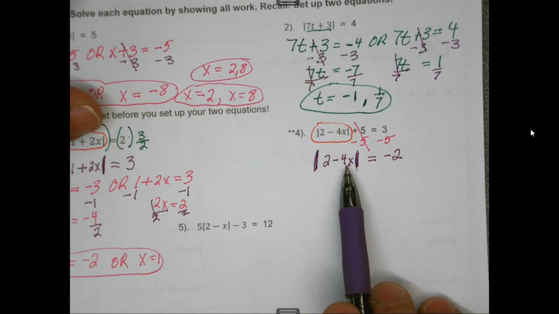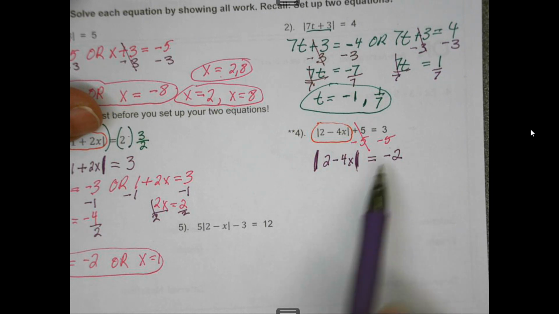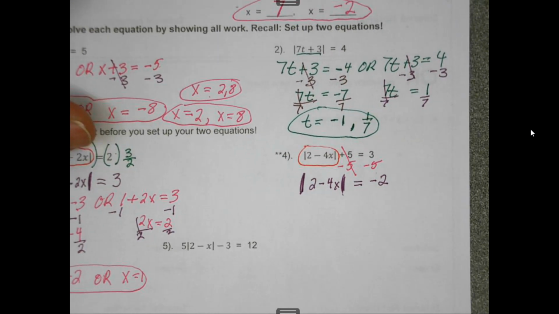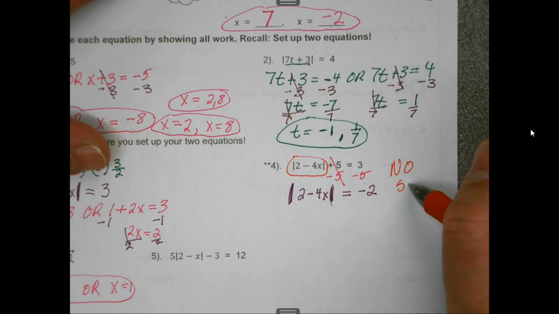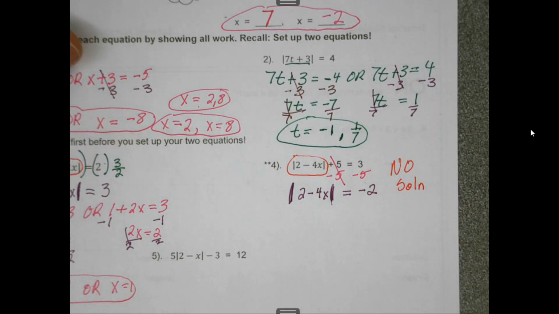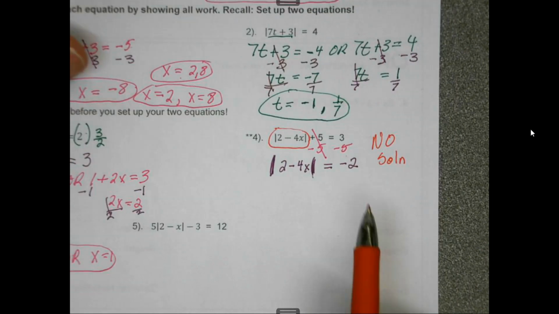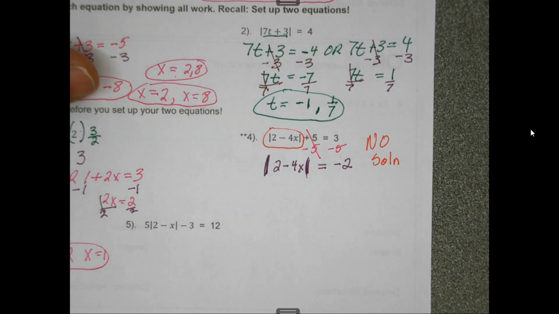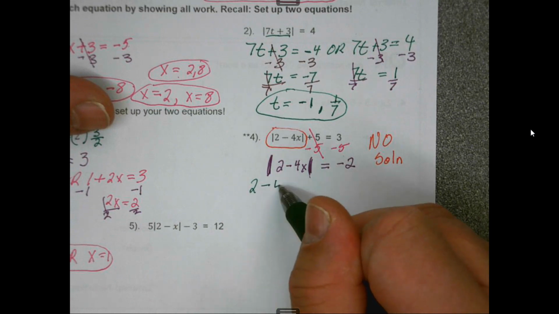Now, you say, well, what if I didn't notice that? What if I just went ahead and solved this? Well, I'm kind of curious myself. Let's see what happens. 2 minus 4x equals, now we have to take the opposite of what's there. So negative 2 is positive 2. Or 2 minus 4x equals negative 2.